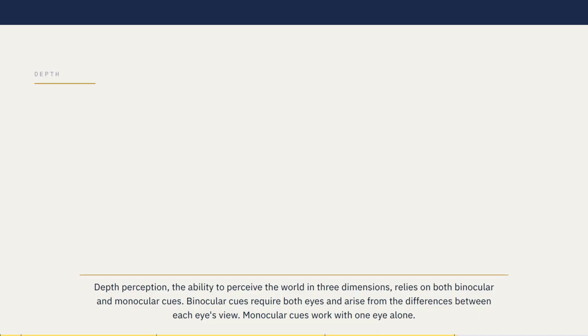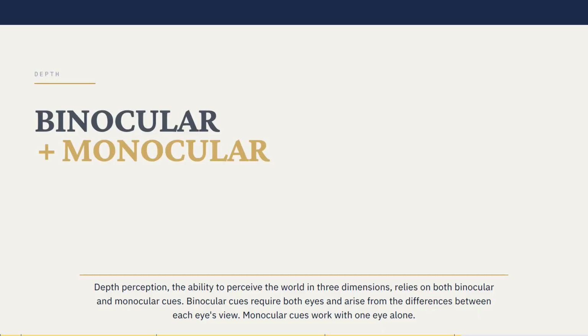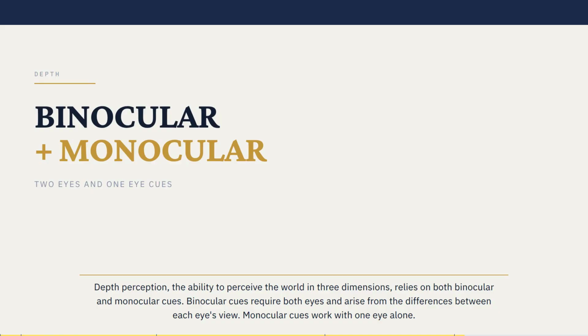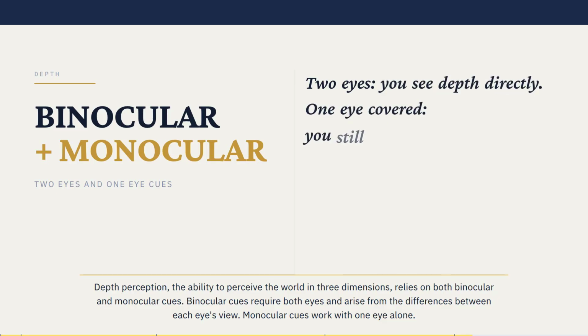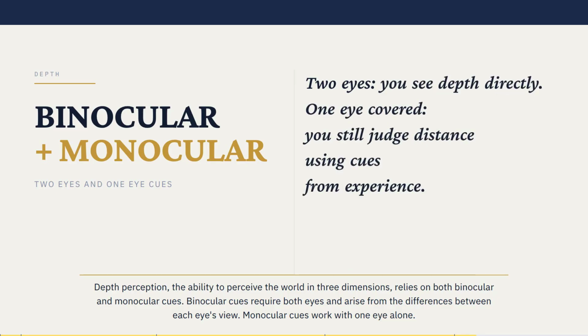Depth perception, the ability to perceive the world in 3 dimensions, relies on both binocular and monocular cues. Binocular cues require both eyes and arise from the differences between each eye's view. Monocular cues work with one eye alone.